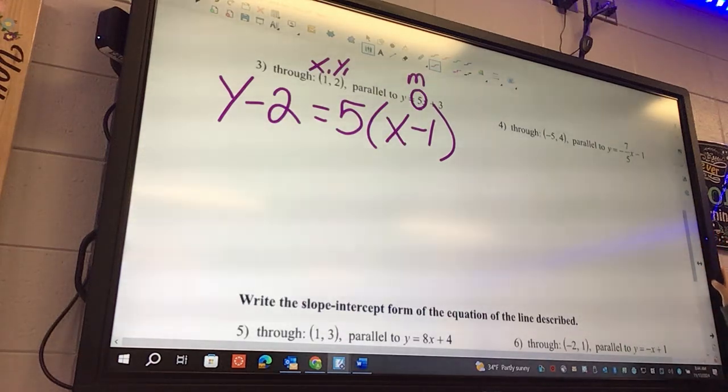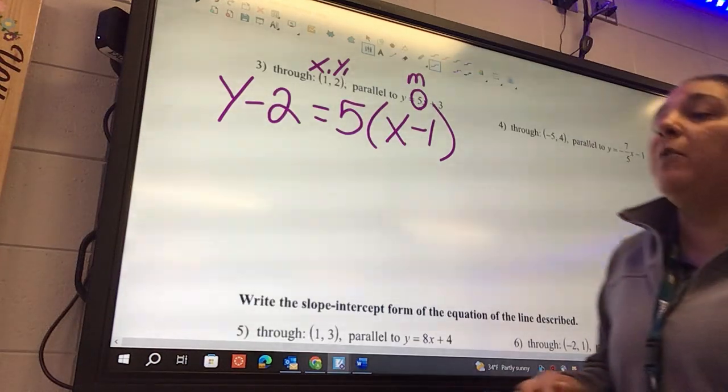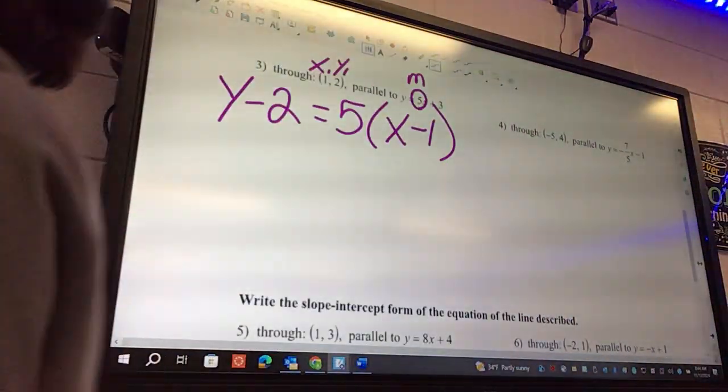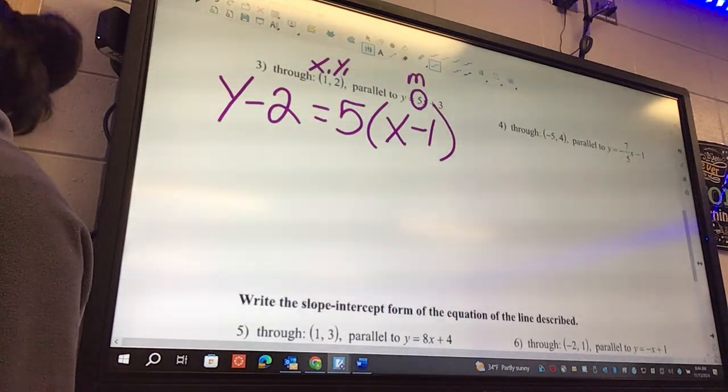Okay, number 5 and on is a little bit new, but not new. It just adds an extra couple steps, okay? So it says write the slope-intercept form. Which formula, formula 1, formula 2, or formula 3 is slope-intercept form? 1. It is not 1. Oh, 3. So it's got to be 3.